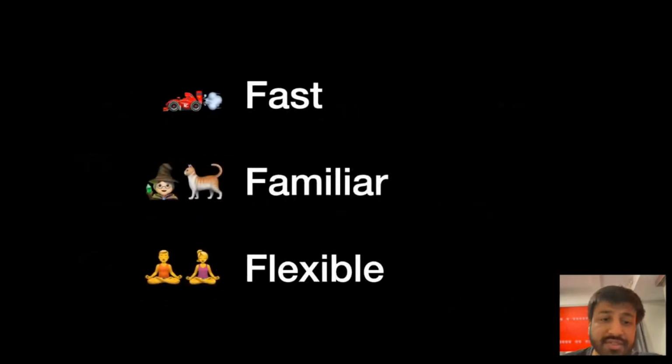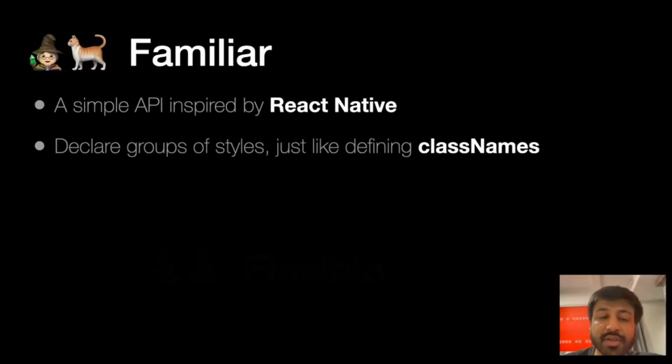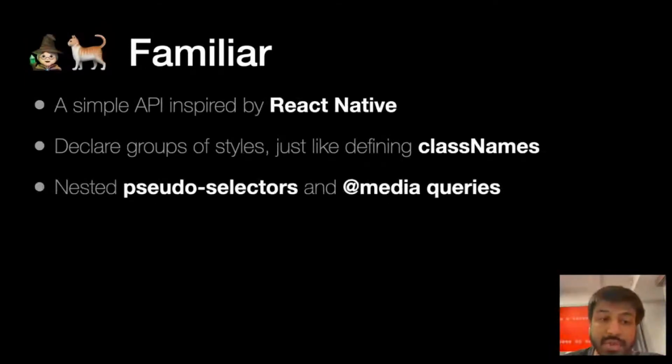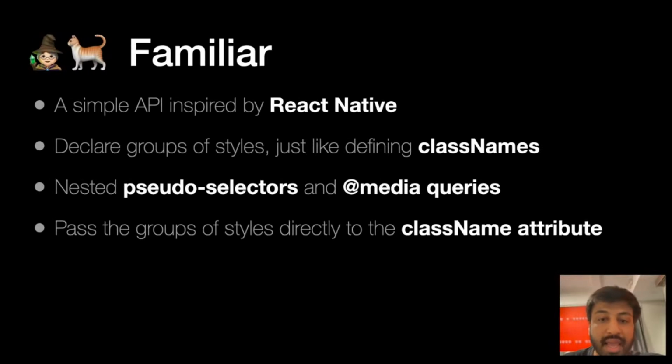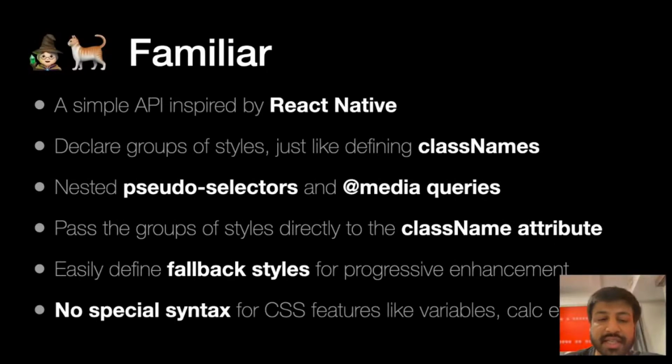Next, Stylex is familiar because it has a simple API inspired by React Native that lets you declare groups of styles in objects just like you would while declaring class names. You can continue to nest pseudo-selectors and media queries within those objects just like you would in your favorite CSS preprocessor. And you can pass those style objects directly to the class name attribute like you would set class names. Stylex also lets you define fallback styles for progressive enhancement, and it avoids using any special syntax when a simple string might suffice for things like CSS variables, calc functions, etc.